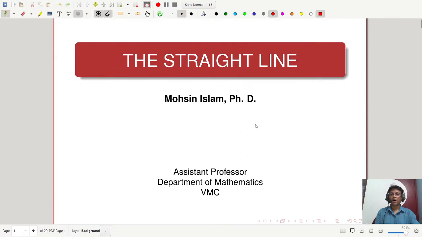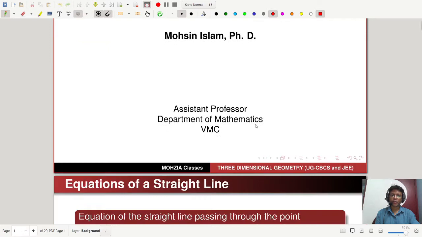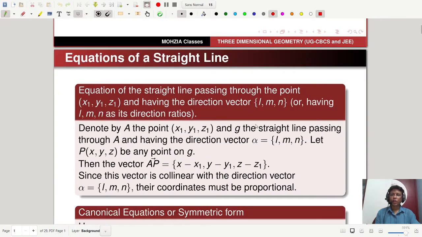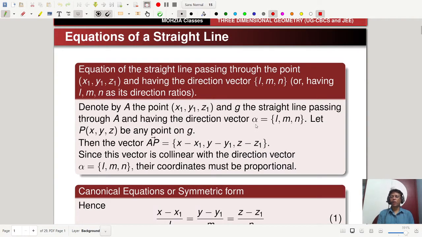Today our second lecture on three-dimensional geometry. In the previous lecture we have talked about the planes. Now we'll talk about the straight line. The two most important concepts of three-dimensional geometry. So first I will look into how to find out the equation of a straight line.